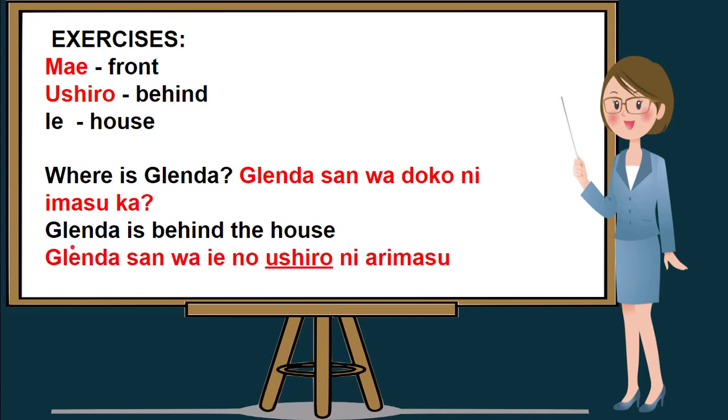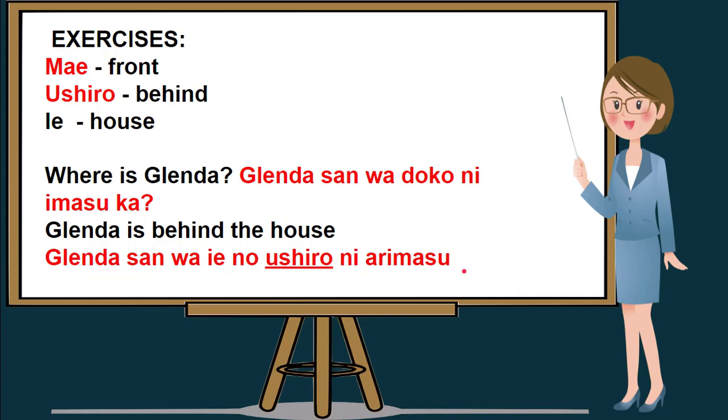Very good. Glenda is behind the house in Nihongo is Glenda-san wa ie no ushiro ni arimasu. Behind is ushiro. And of course, we use arimasu because house or ie is inanimate.